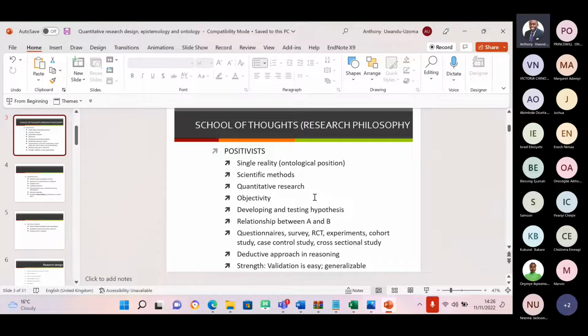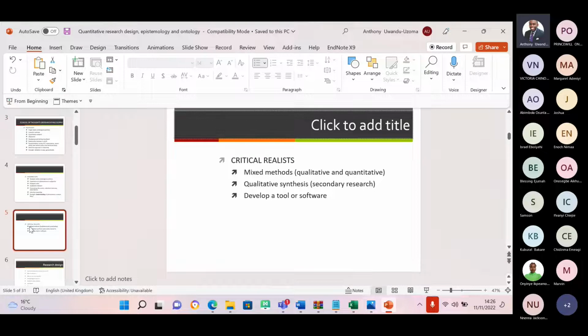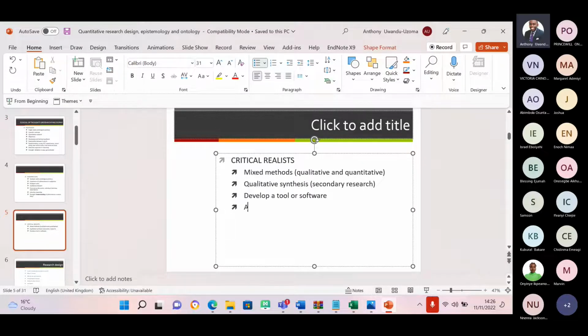In critical realism, what is their aim? The aim of a critical realist is to enhance your research methodology. That's why you're combining the strengths of both sides.